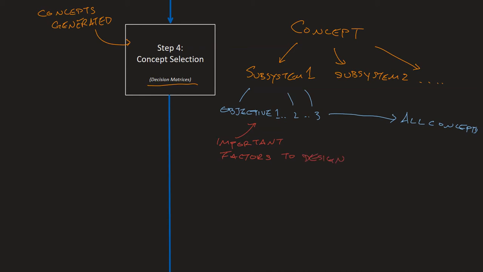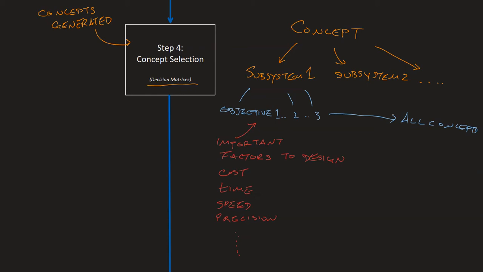These might be things like cost, time to assemble, speed, precision. The list goes on and on and on. Controllability, maneuverability, reliability, et cetera. There are a ton of different objectives that we get to assign to all of these.